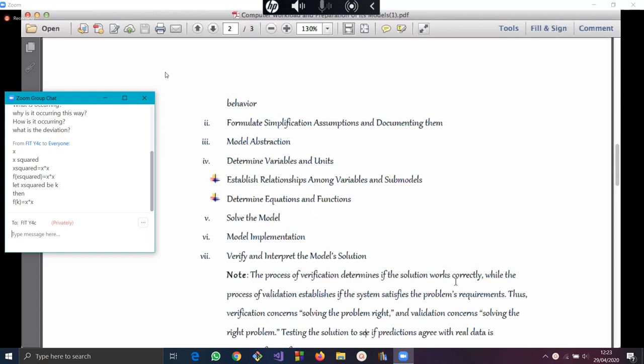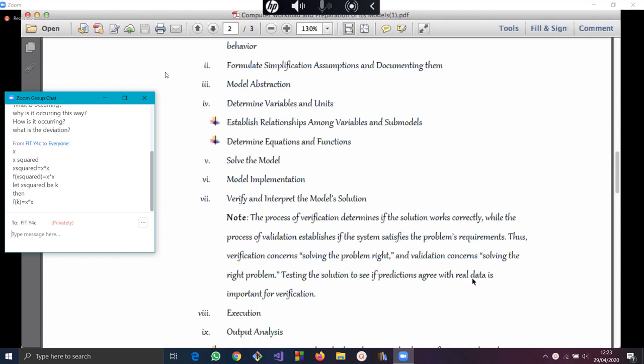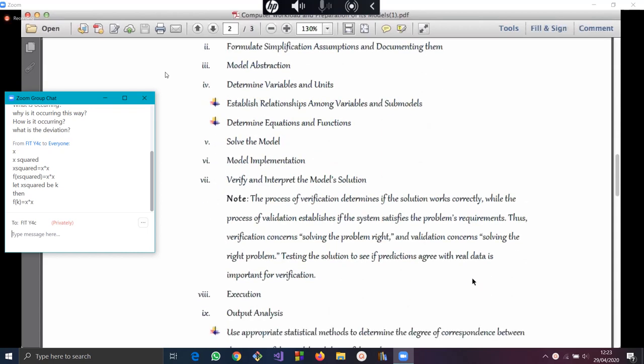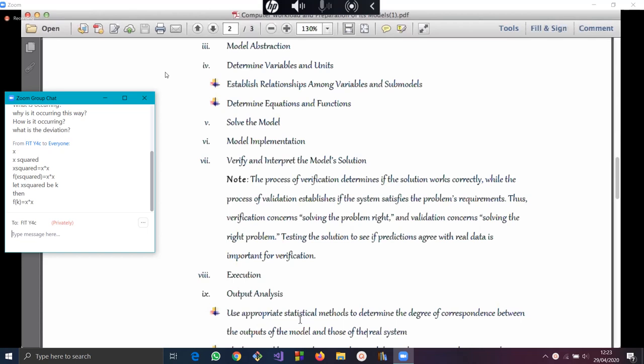The process determines if the solution works correctly. I will explain this, and the interpretation, I will say this. Then there will be the execution. Now, when you have verified that this is working, so now you start making use of it, is what we call the execution. After the execution, there will always be output analysis. Now you are using it for purposes of doing what you expect it to do. That is use appropriate. That's what we call output analysis.